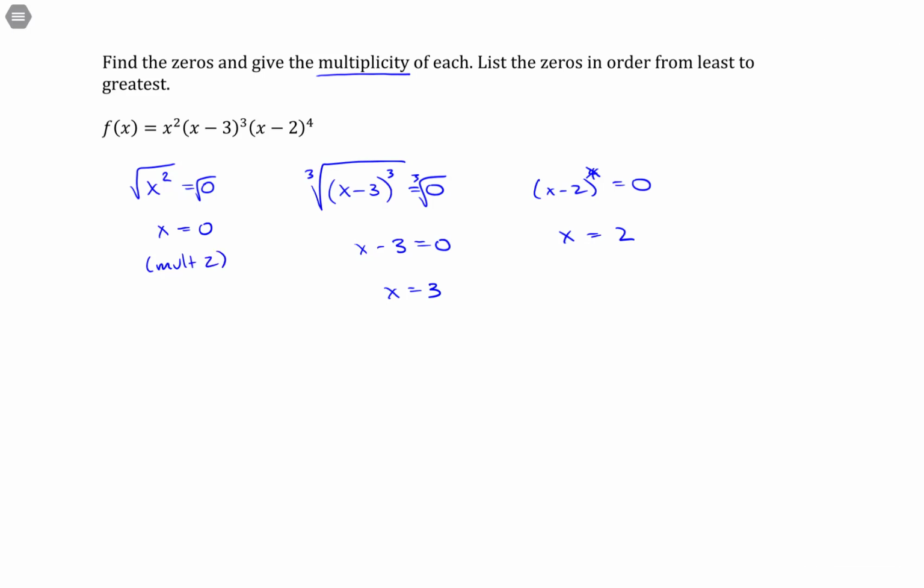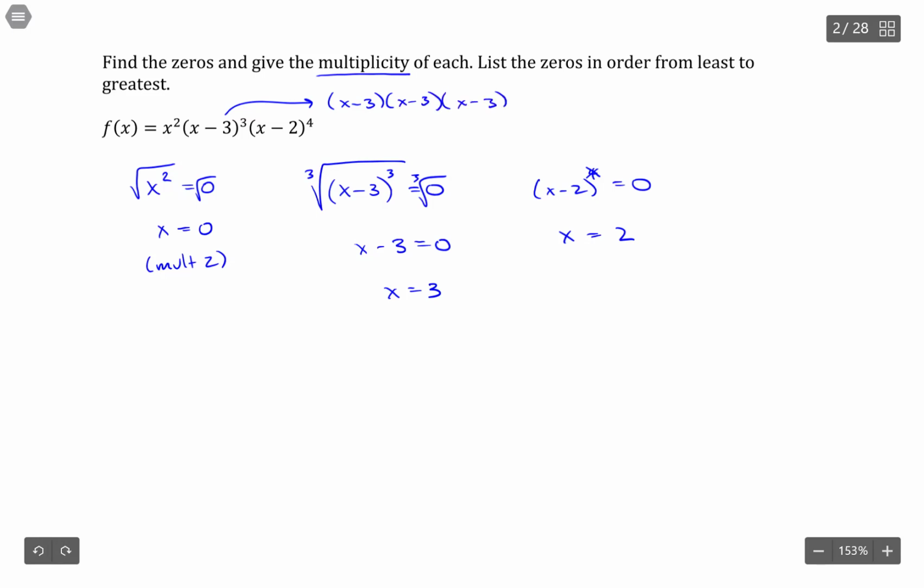3 happens to be a 0 3 different times because (x minus 3) cubed literally means (x minus 3) times (x minus 3) times (x minus 3). So the 0 of 3 occurs 3 times. So we say this occurs with multiplicity 3. And x equals 2 likewise occurs with multiplicity 4.